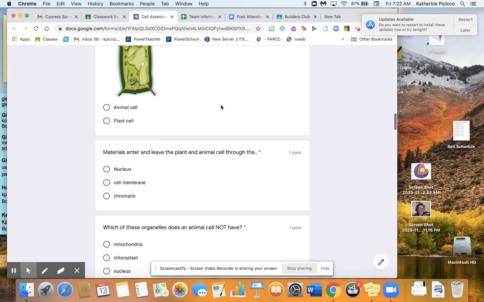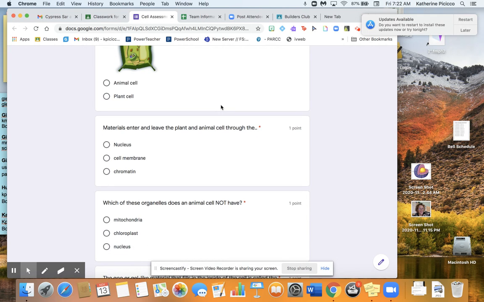Okay, next question. Materials enter and leave the plant and animal cell through the nucleus, cell membrane, or chromatin. Where do materials enter and leave the plant? So it's kind of like the security guard of the cell.